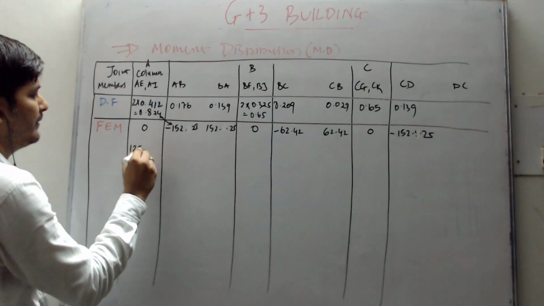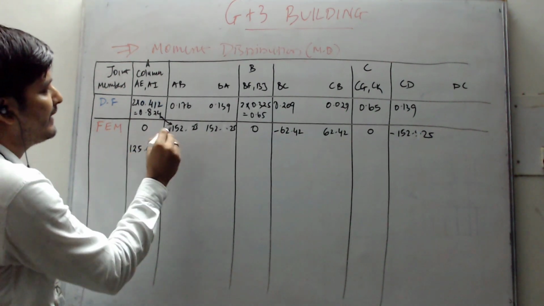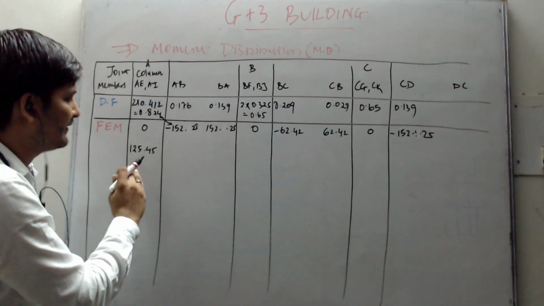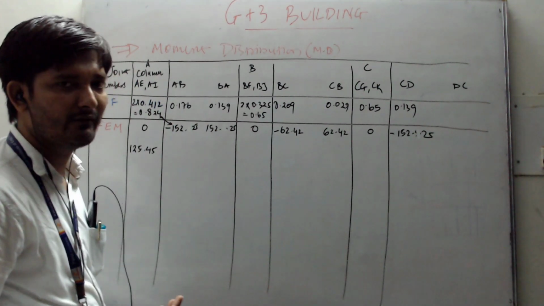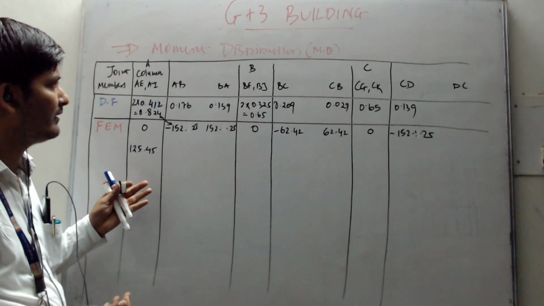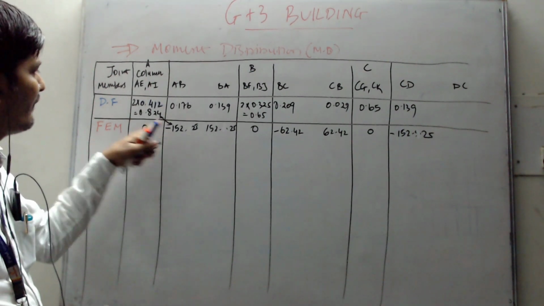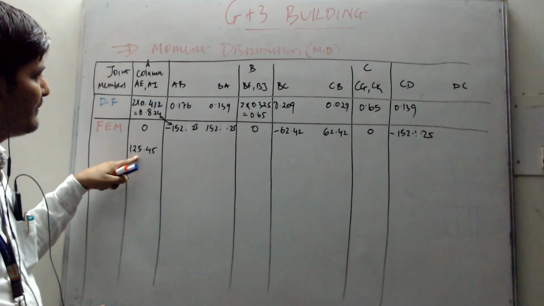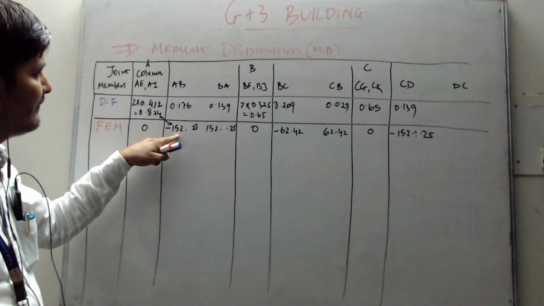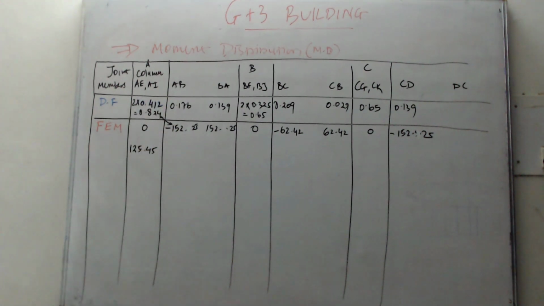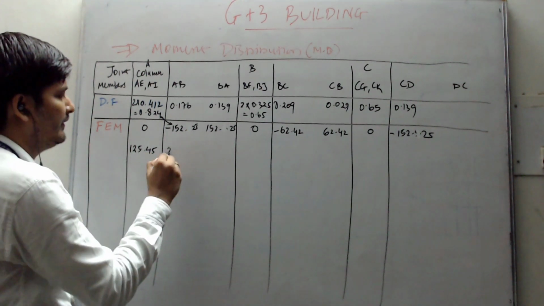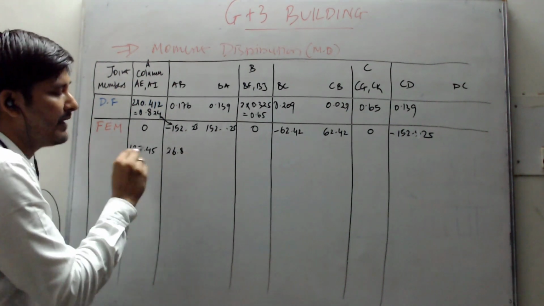125.45, actually it will be minus, but you put it with the opposite sign, right? This is a standard mechanism that we follow for the fixed end moment and for moment distribution, right? So 152.25 multiplied by 0.824 is 125.45. Again 152.25 multiplied by 0.176, you'll get your answer as 26.8 with opposite sign, right? 26.8, actually it will be minus, but we put it as opposite sign.